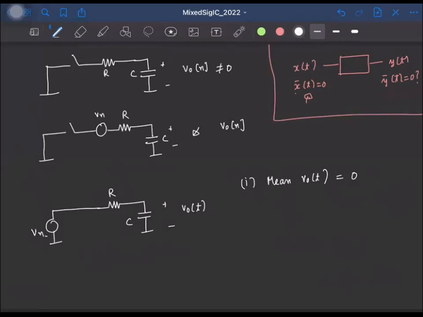So now getting back to the problem at hand. We now found the mean to be 0. Now we are interested in finding the power spectral density and the mean squared of this output voltage. The mean squared value or the power is nothing but the integral of the power spectral density. So first we need to find the power spectral density of V naught of t.